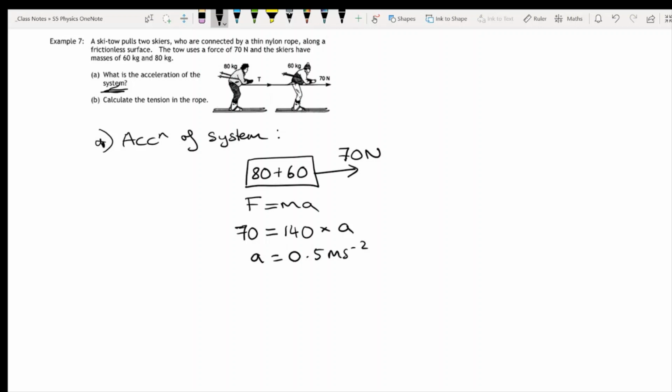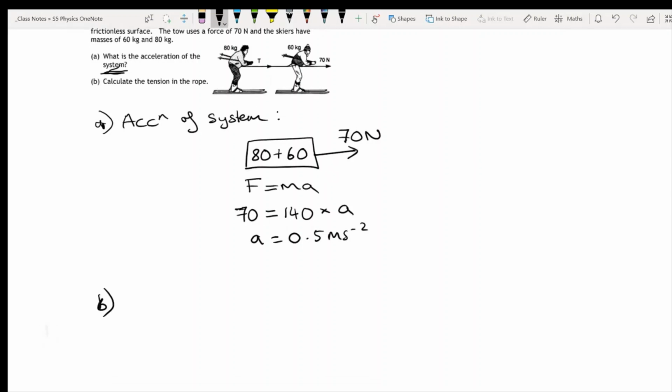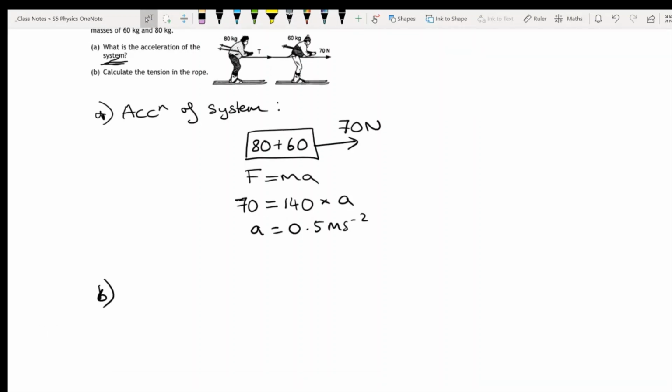So the system is going at the same acceleration, whether you took 60 on its own or 80 on its own. They're all going at the same acceleration. B, calculate the tension in the rope. Okay, so the tension in the rope, you can see there's a nice arrow there. So that's what we want to find, that tension going in that direction.